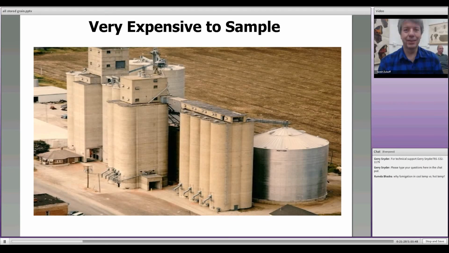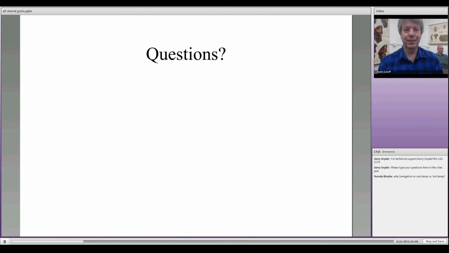Notice the big metal bin on the right. That's a modern enough bin that it ought to have aeration, but unfortunately I'm looking at this, I don't see aeration on that bin. So we'll show some pictures later about proper aeration and proper management. And this is where I can take a break if anybody has questions.